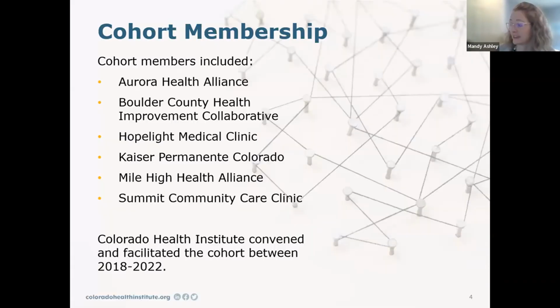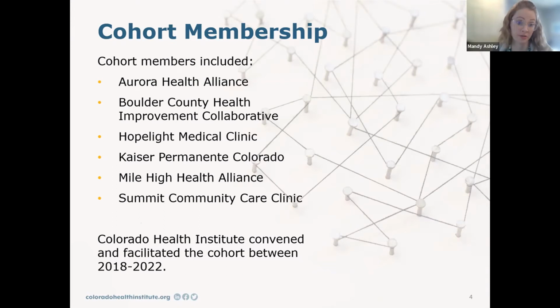Okay, so the next item on our agenda was just an overview of the ASCENT cohort's recommendations. There are a lot of slides. I am not the author of these slides, but I'm presenting on them. Are you seeing the cohort membership now? Yes. Awesome. So the cohort members are listed here.